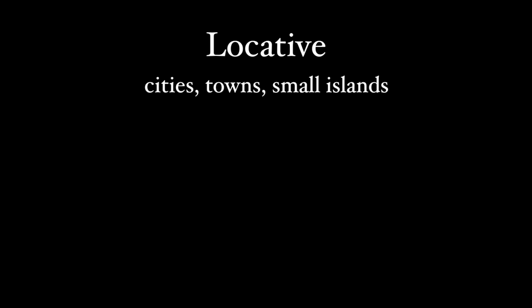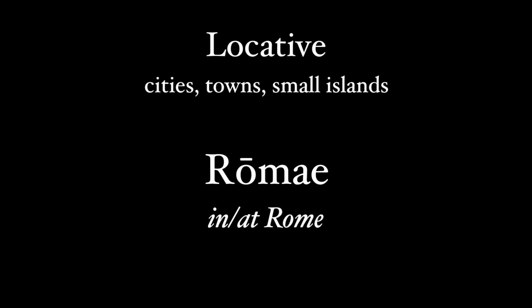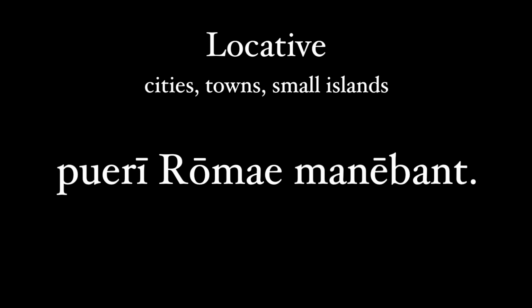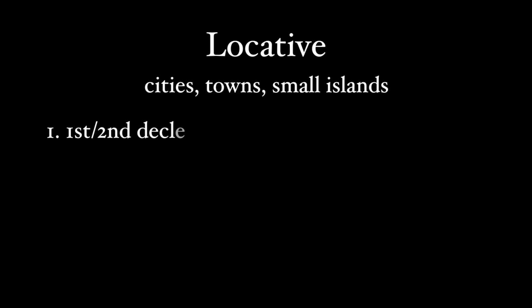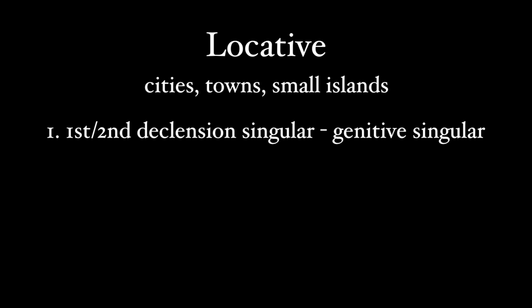So if you were staying in Rome, instead of saying in Roma, you would put Roma in the locative case, and you don't use the preposition in. Pueri Romae manebant. The boys were staying in Rome. So Romae, the ae ending, is the locative ending, and the rules for the locative are surprisingly simple. For first and second declension singular nouns, the locative is the same as the genitive singular. So ae for first declension singular and i for second declension singular. Romae at Rome and Corinthi at Corinth.